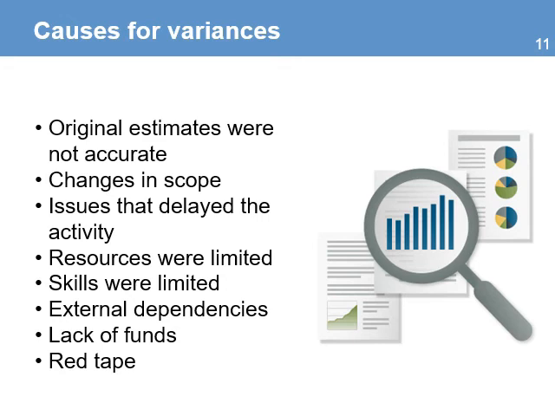There are many causes for variances in a schedule. Here are some of the most common. The original estimates were not accurate or estimates were too optimistic. Changes in scope that add more work and time to the schedule. Issues that delay the activity. Resources were limited as compared to what was required in the plan. Skills were limited or not adequate to what the project needs. External dependencies from other partners, organizations, or projects. Lack of funds to complete an activity. Delays in transfer of funds. Red tape, bureaucracy, and processes that are too complex and require more time than what was actually estimated.